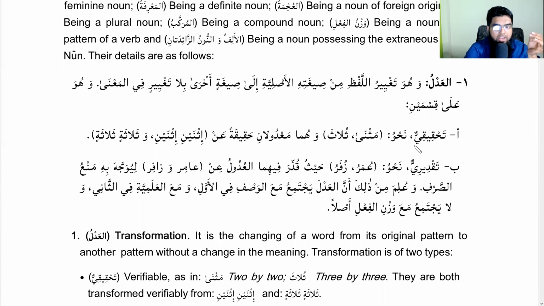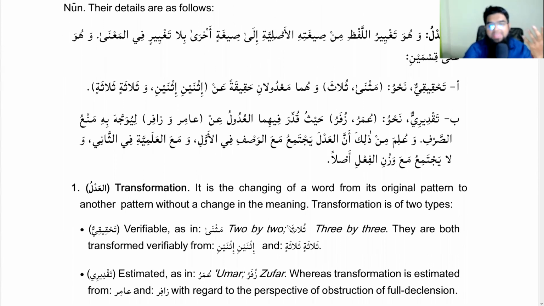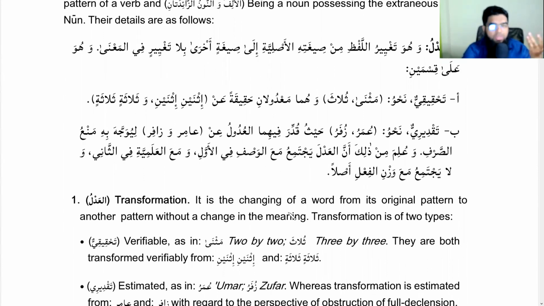تحقيقي, verifiable, you can verify it. تحقيقي, as in مثنى وثلاث, 2 by 2, مثنى وثلاث. وهما معدولان حقيقة عن اثنين اثنين. So how did this word form, مثنى وثلاث? We know ثلاثة, or ثلاثون, 3 or 30. What is this, مثنى and ثلاث? How did it form? They said it was معدولان. They were changed from اثنين اثنين.